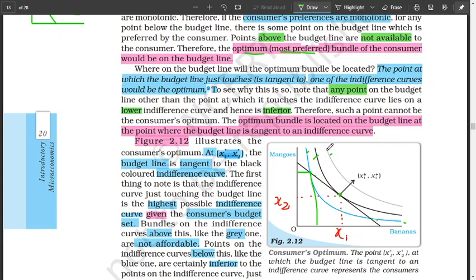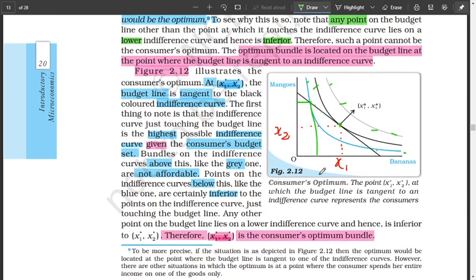Remember, he wants to reach here, like I've said. This is another indifference curve, on the higher side, but it is not feasible for him. He doesn't have the capacity to buy or consume this level of the IC because it's beyond his reach. So this point, x1 star, x2 star, will be the one. The optimum bundle is located on the budget line, at the point where the budget line is tangent to an indifference curve. Remember that condition. That is the condition that gives the maximum satisfaction to the consumer.